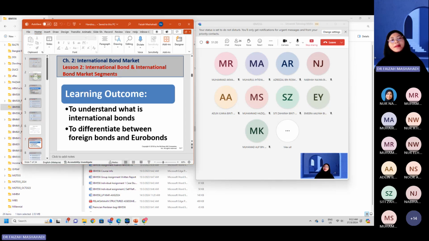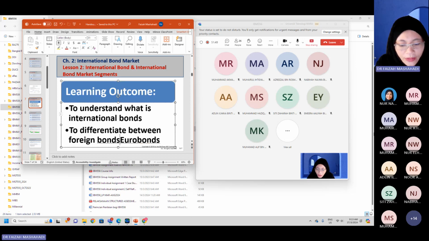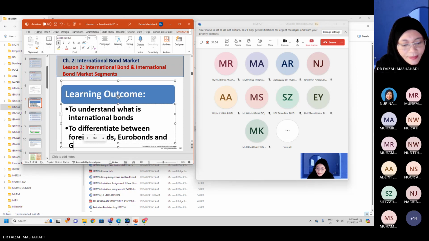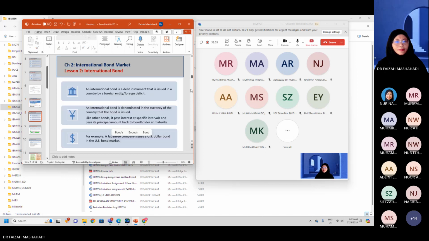Okay. The second one. Lesson number 2. We will look into the international bonds. Right? International bonds. And then we will differentiate between foreign bonds and Euro bonds and global bonds actually. Okay. We have foreign bonds, Euro bonds, and global bonds.